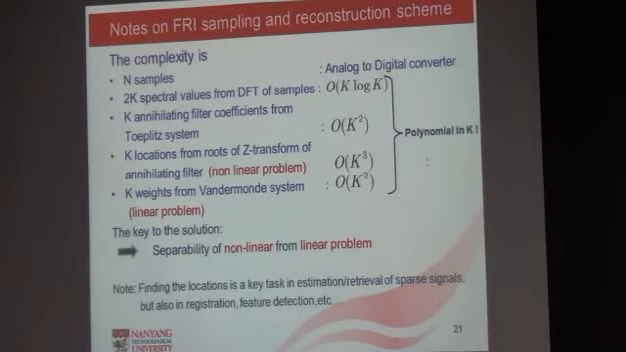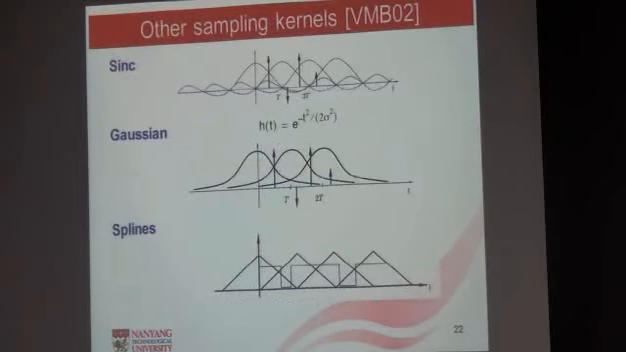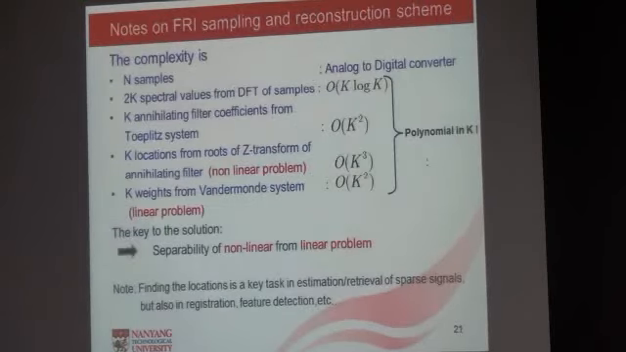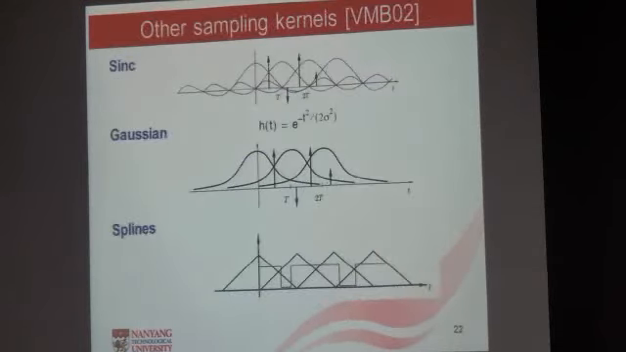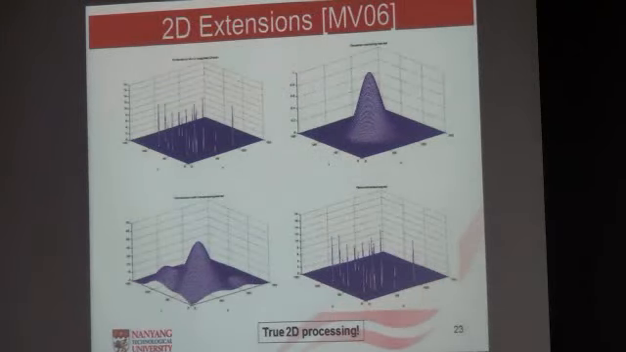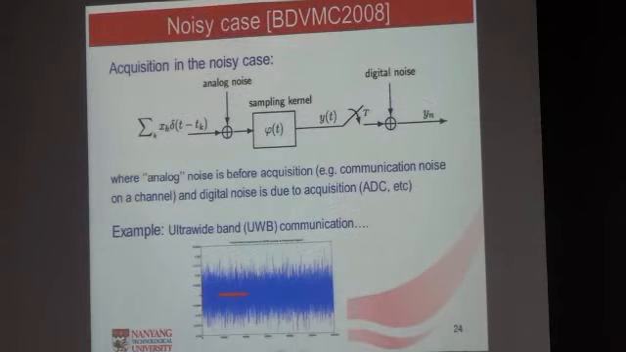Do you consider noise data? Yes, actually. In that case, it's not easy to find the location of Diracs in noise data. I'll just say a few words on that. There are other sampling kernels, as I mentioned earlier. Besides the sinc, you have the Gaussian and the splines. This was in our paper in 2002, and also some other extensions in 2D have been investigated. And the noisy case, which Thierry Blu is actually the master of.